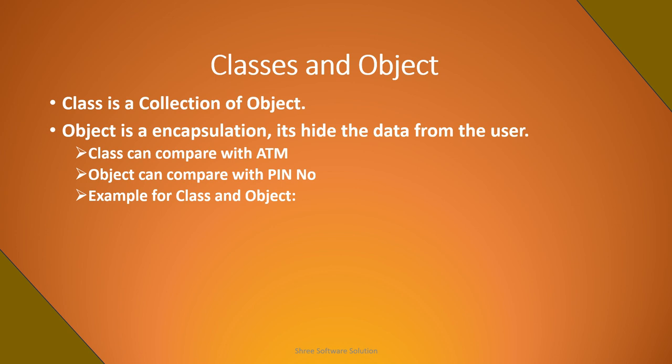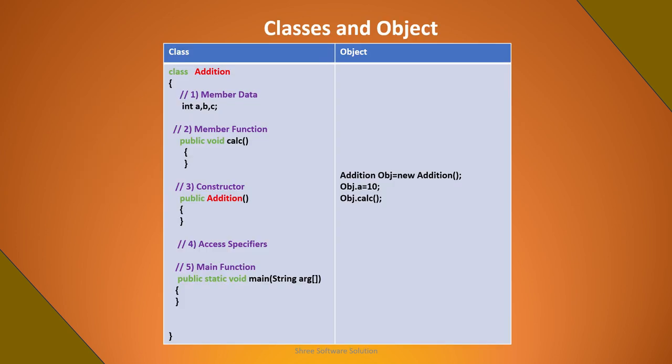And inside the class, what we need to write and how to create the class, we'll see that. This is a small class syntax I wrote. See, I have a class named Addition. Inside that I created some member data, member function, constructor, access specifier, and main function. Everything we can write, and we can write a static block also. And here class is a keyword, or we can call it a specifier.